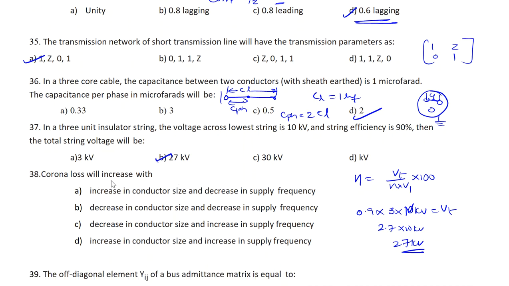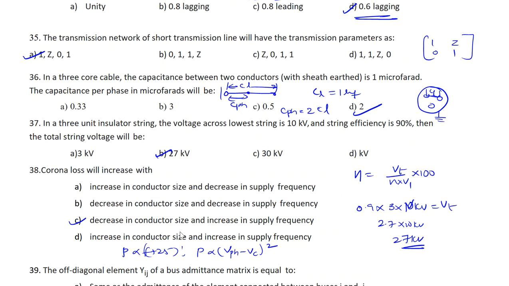So corona losses will increase with what? Corona losses will increase with the decrease in the conductor size and increase in the supply frequency. Why is that, sir? P is proportional to (f + 25) and P is proportional to (VPH minus VC) whole square. As we are decreasing the radius of the conductor, that is decreasing the conductor size, automatically the VC value will decrease. As VC decreases, the (VPH minus VC) value increases. So the answer is C.